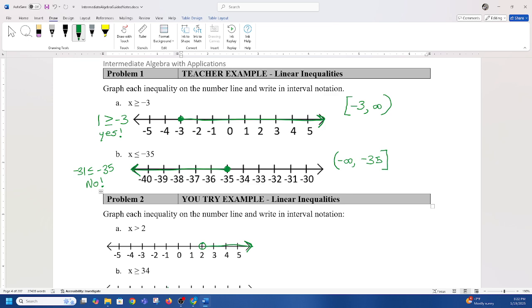Written in interval notation, we start with 2 because 2 is the smallest thing. However, we can't include 2, so we're going to use a soft bracket. When there's an open circle, there's always going to be a soft bracket. It goes on forever, so we put the symbol for infinity, and just like any other infinity, we will always have a soft bracket.